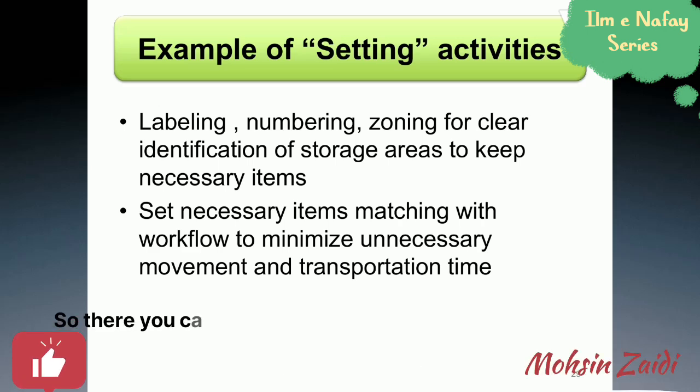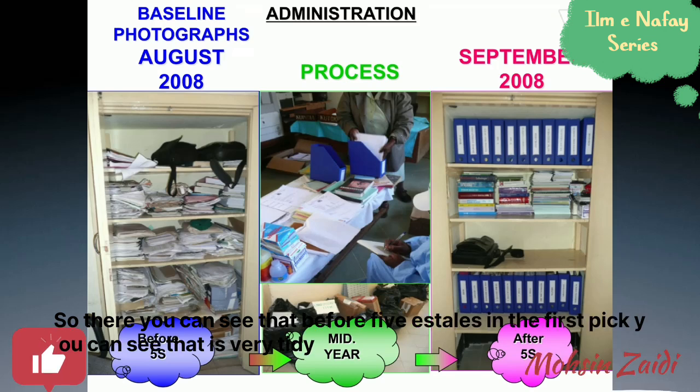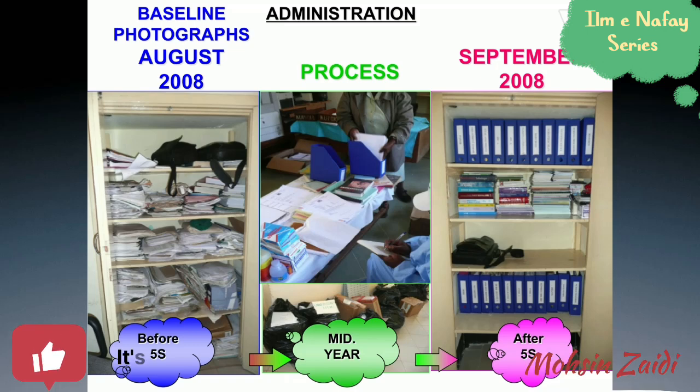So there, you can see that before 5S, in the first pic, it's not tidy. In the middle of the year, it was improving a bit, and at the end of the year, after 2 months, it's looking great. So this is all about 5S.